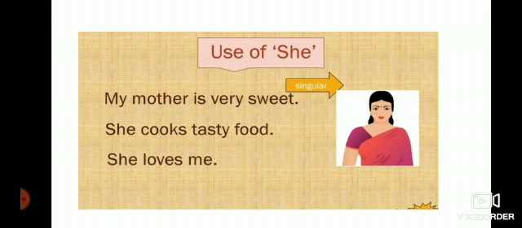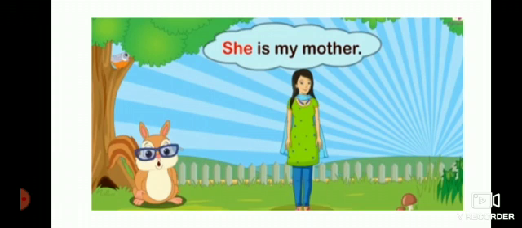Now we are going to see the use of she. She is also used for singular, and it is used for a girl or a woman. Okay. My mother is very sweet. Instead of my mother, we have to use she. She cooks tasty food. She loves me. So instead of mother, we are writing she. For a girl or a woman, you have to use she, and it is singular. For singular only you have to use she. She is my mother.